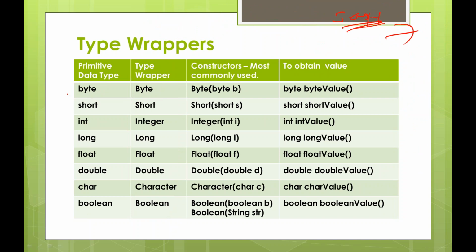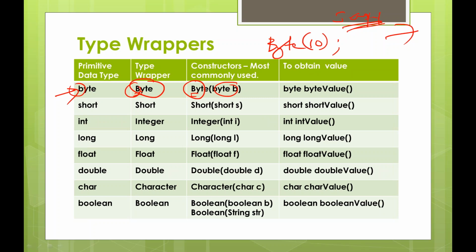So this is our primitive data type. This is the type wrapper. How do you create an object with a value of byte? Just pass that value to a Byte constructor. Note that it is capital, this is uppercase, this is lowercase. And how do you get the value back? Assume you have a particular byte object with value 10.